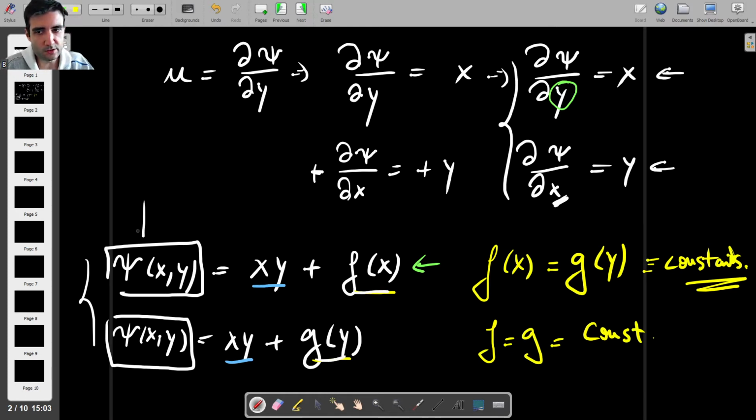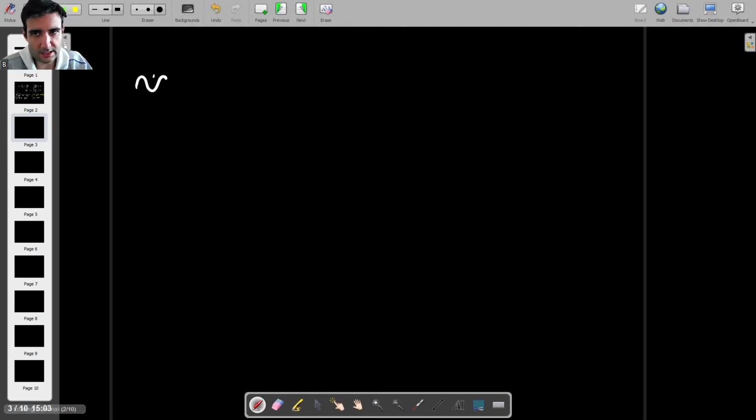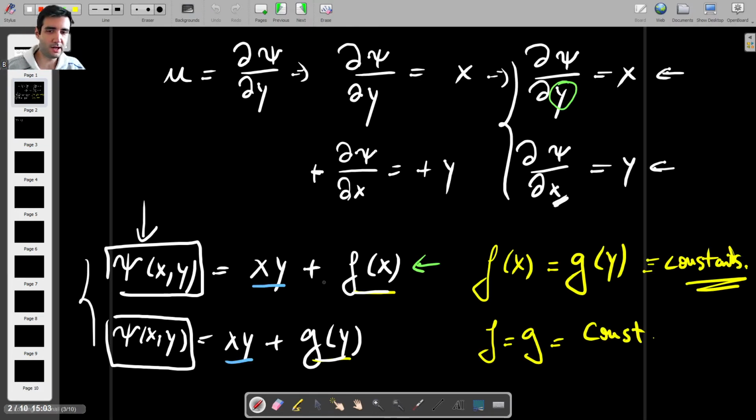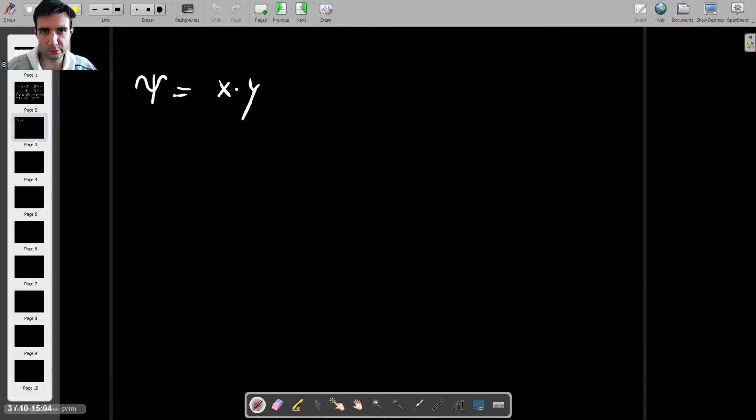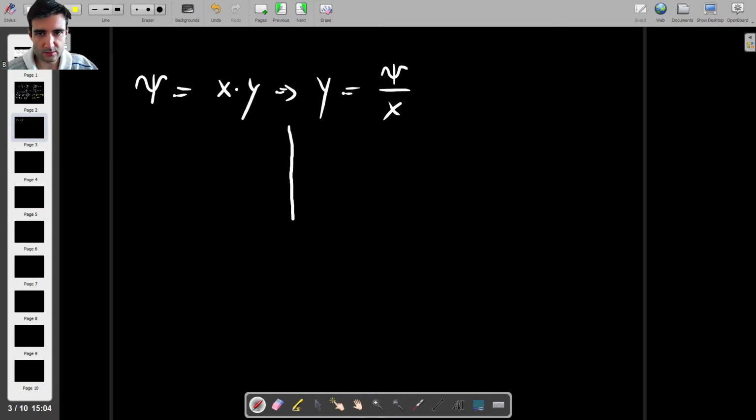Instead, I will say that psi is going to be equal to x times y. So in a way, I'm combining this constant, by moving it to the other side, with the stream function itself, and this is what we will have. Okay, so this can also be rewritten as y equals psi over x, like that.